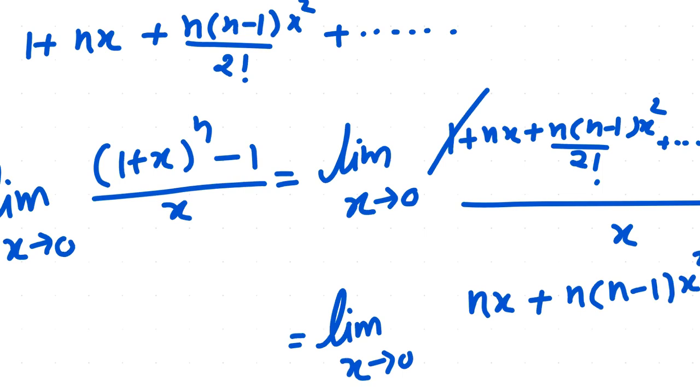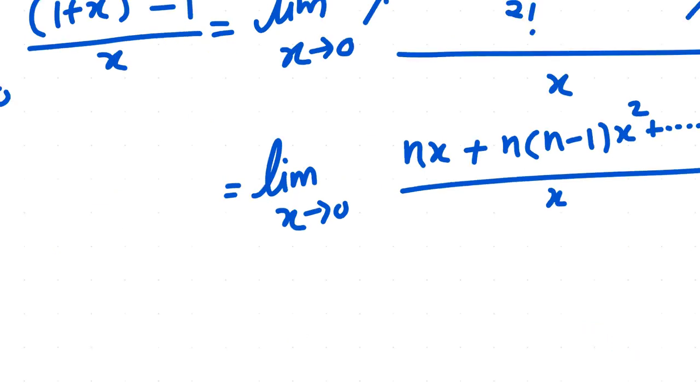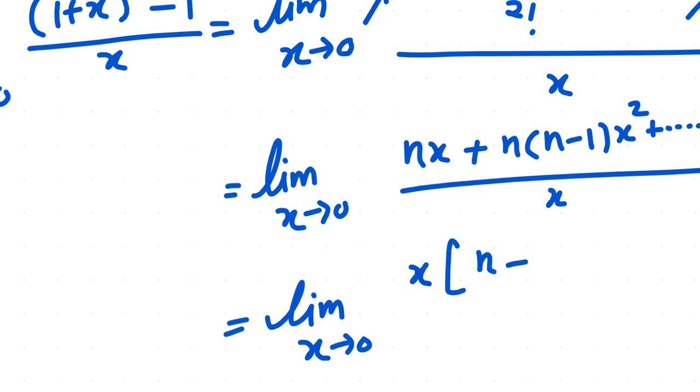Now we can take x as common because we have x in each term. So let us take it common so that we can cancel the x which is in the denominator. x, and inside we have n plus n into n minus 1 into x by factorial 2, and plus up to so on. Yes, ma'am.